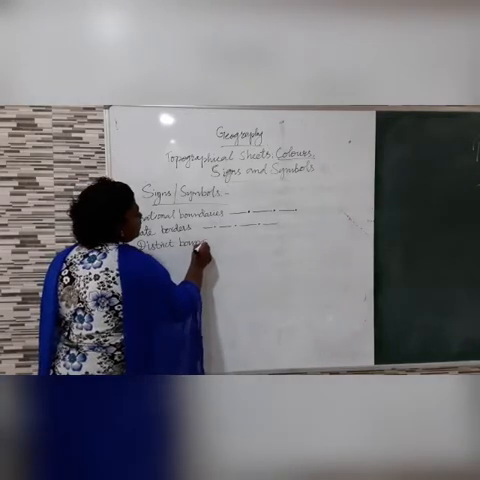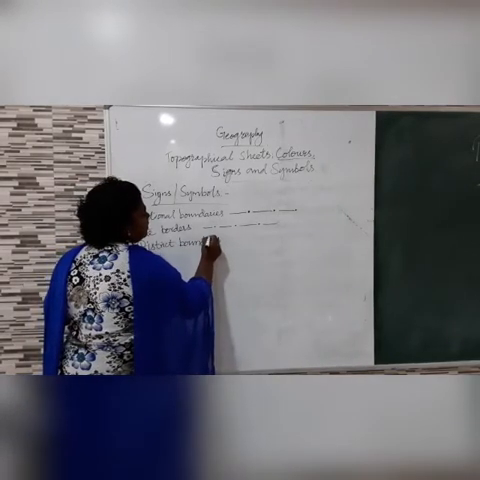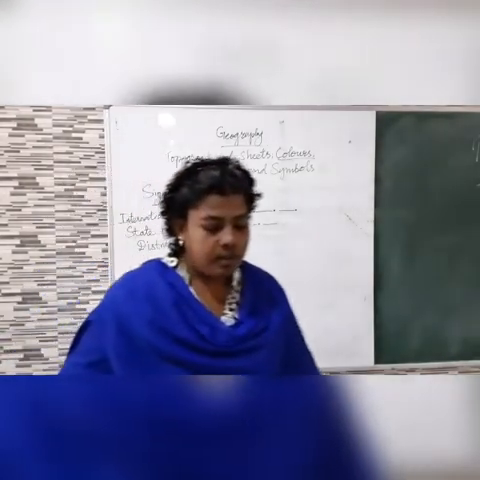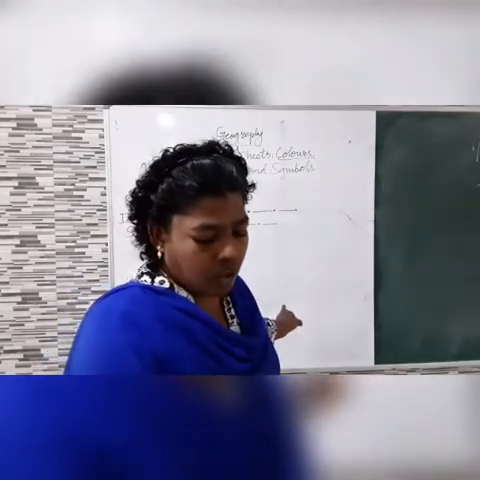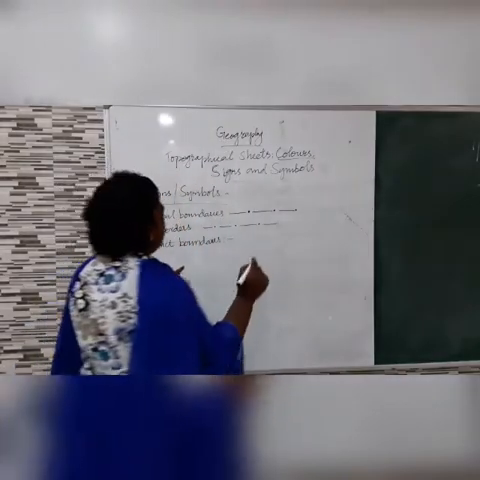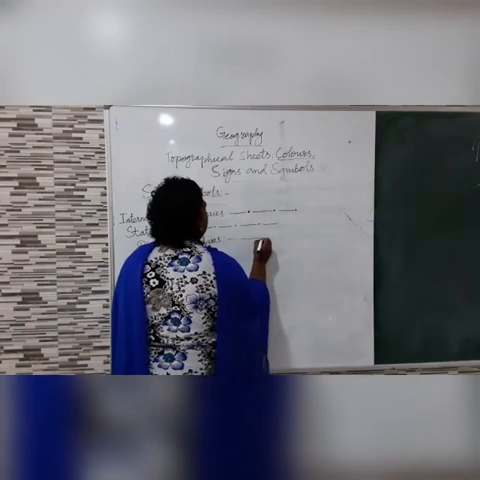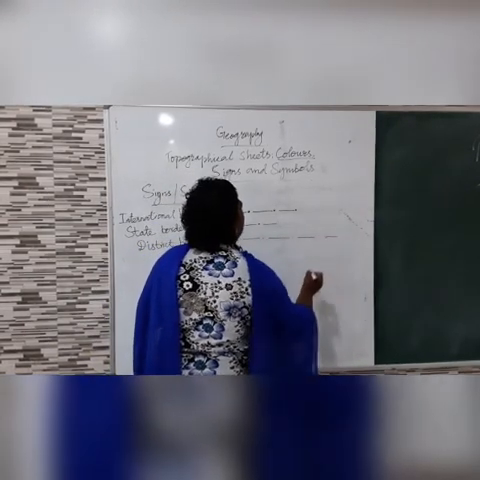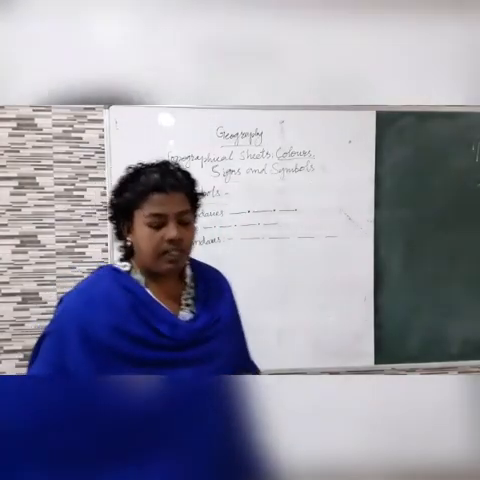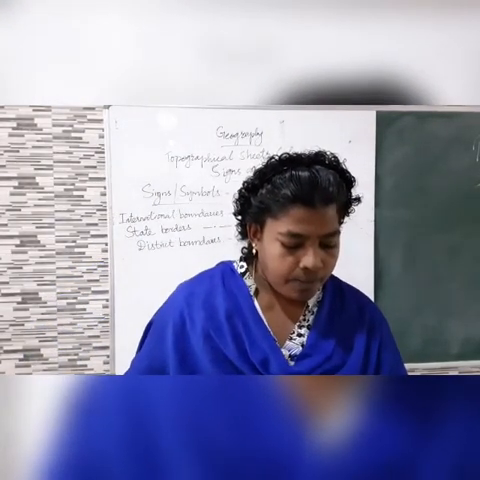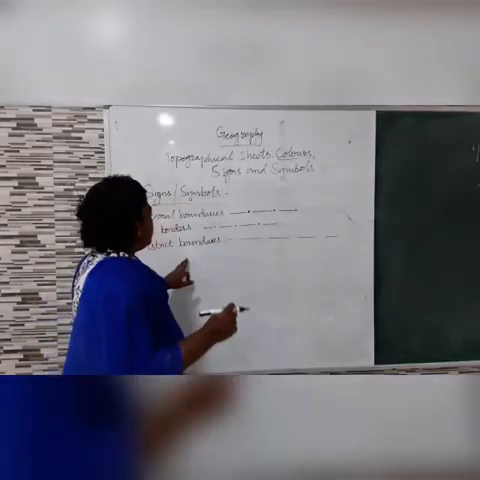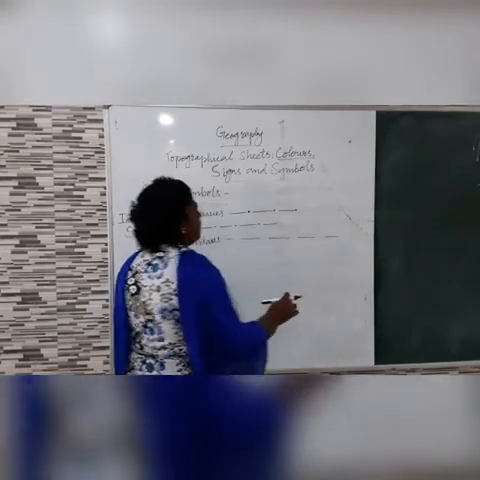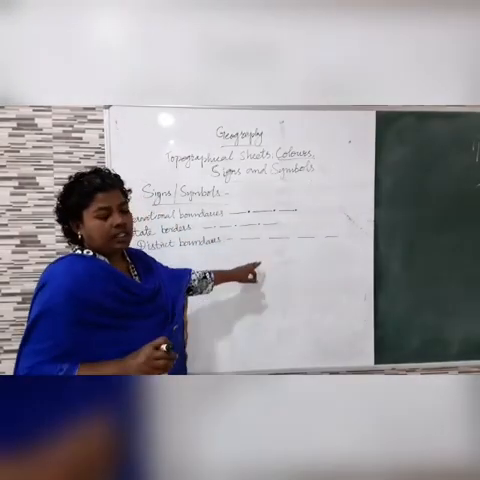To show district boundaries, what will we use? The same dots and dashes will be used, kept further away. It is also drawn in a very thin color. What is used here to show the district boundaries? A series of dashes in thin color will be shown.